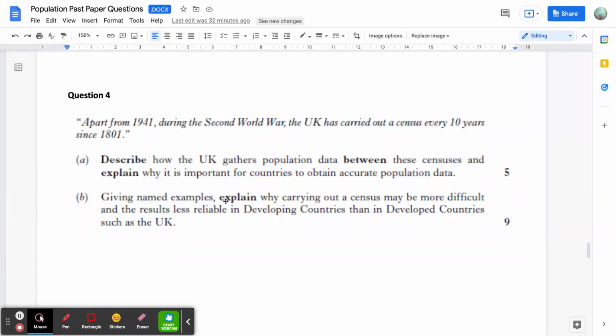The second thing is it is an explained question, so be mindful your points need to be explained, and you must refer to a named example. Now, it can be just one or it can be multiple different countries. In today's lesson, I'm going to look at the one country, in this case, India, and talk you through a whole range of explanations and issues to do with trying to gather reliable data in a country like India.